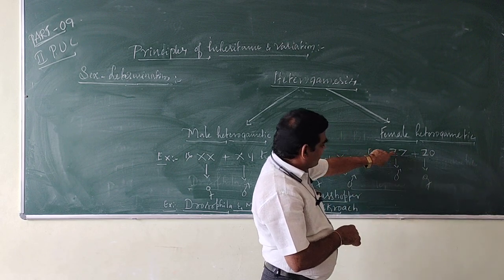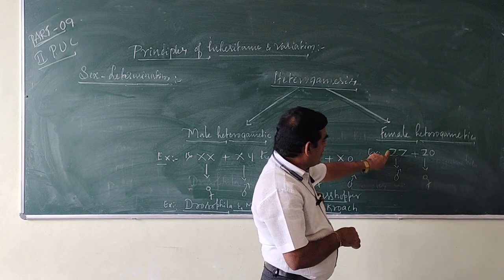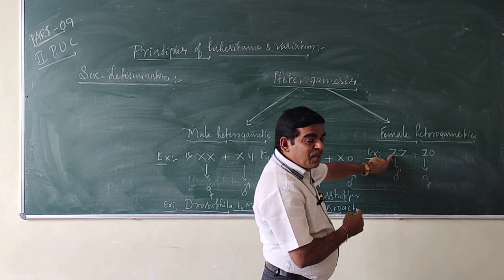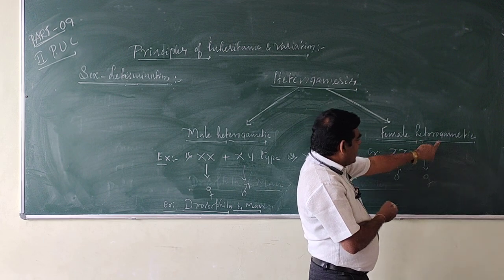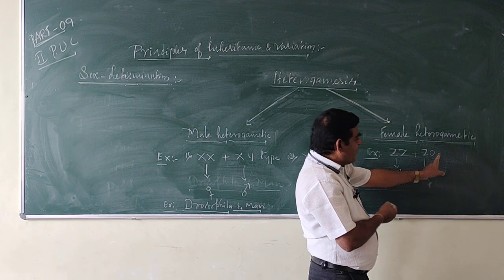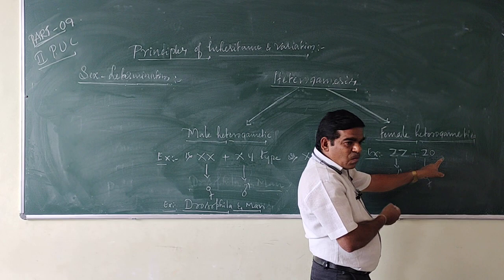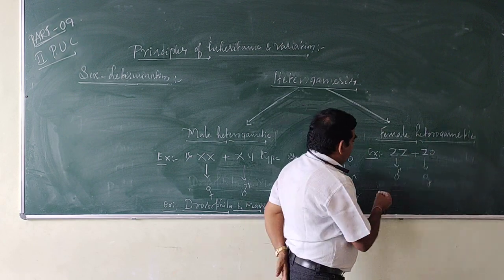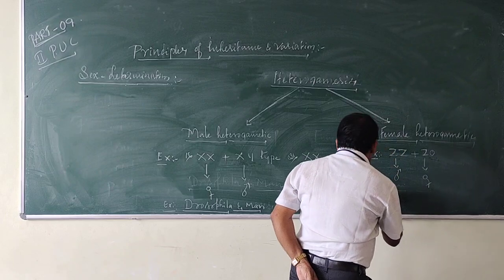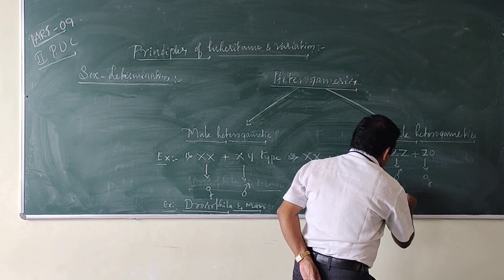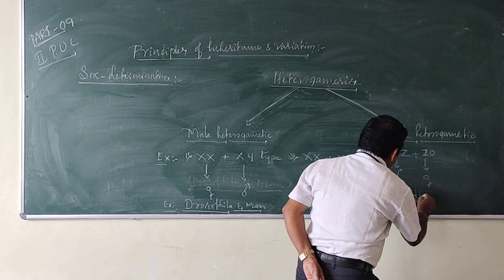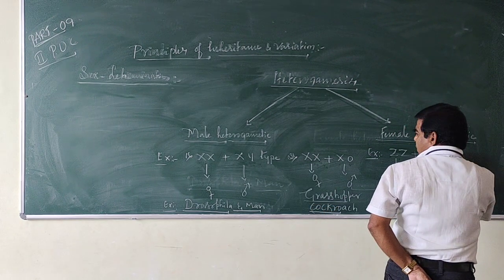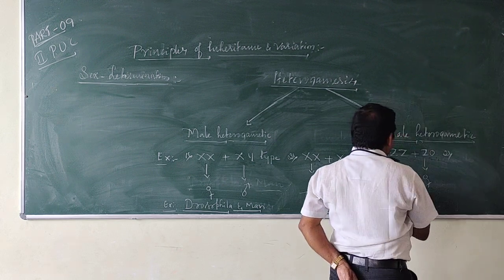Here male ZZ means similar. Males produce similar gametes. But females are heterogametic, producing different gametes, Z and O. This is called female heterogametic. Example: butterfly. Next example, the second one.